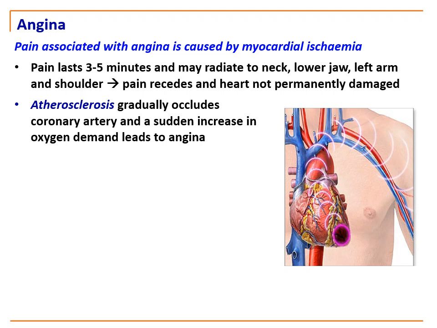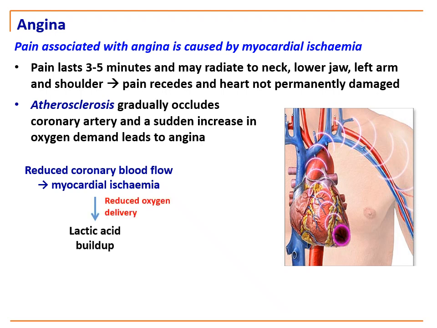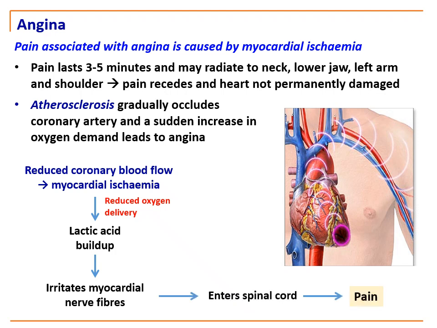What is the cause? Well, it's atherosclerosis gradually occluding the coronary artery. And like I said, that sudden increase in oxygen demand leads to angina. So what's actually happening? Well, you're getting reduced coronary blood flow. That means the heart muscle itself isn't getting enough nutrients, not enough oxygen, not enough glucose. That reduced oxygen delivery leads to a buildup of lactic acid. So basically the heart tissue, which has small reserves of glucose, starts to work anaerobically. Lactic acid starts to build up, irritates the myocardial nerve fibers, enters the spinal cord, and that gives you that pain.